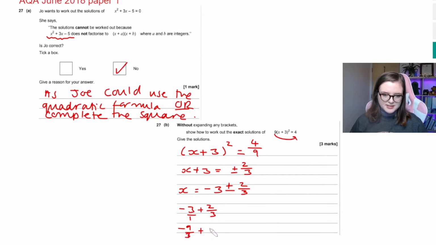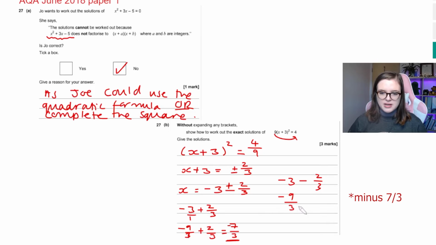Oops, it is plus 2/3, which is minus 7/3. So one solution would be minus 7/3. And then let's do the other one. So then we get minus 3 minus 2/3. Do the same thing to it. Then we get minus 9/3 minus 2/3, which is minus 11/3. So you get one solution is minus 7/3 and the other is minus 11/3. And then we have 3 marks.